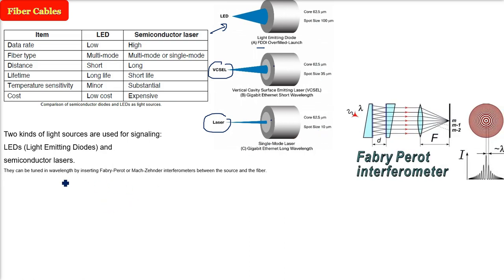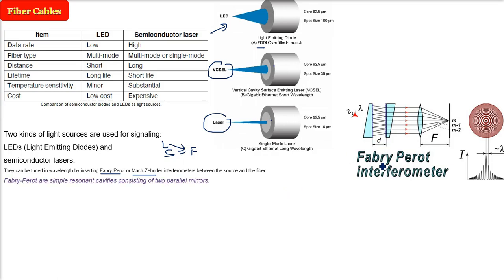Now they can be tuned in wavelength, because the wavelength has to be tuned, because everything is about light. The total internal reflection, everything is dependent on light. So they can be tuned in wavelength by inserting certain interferometers. It can be a Fabry-Perot or a Mach-Zehnder interferometer, and this has to be placed between the source and the fiber.